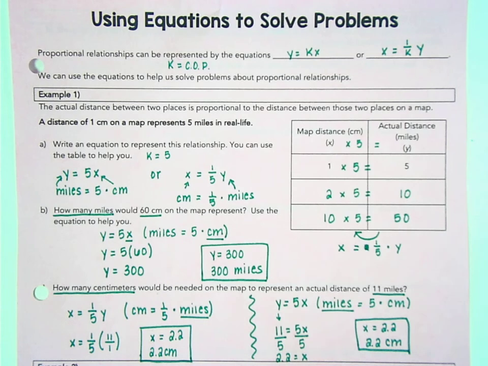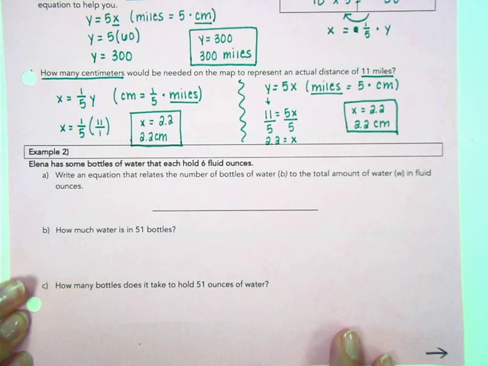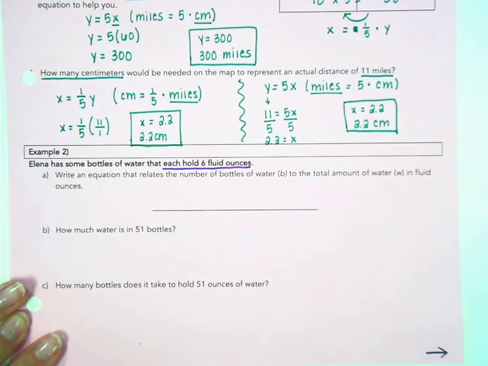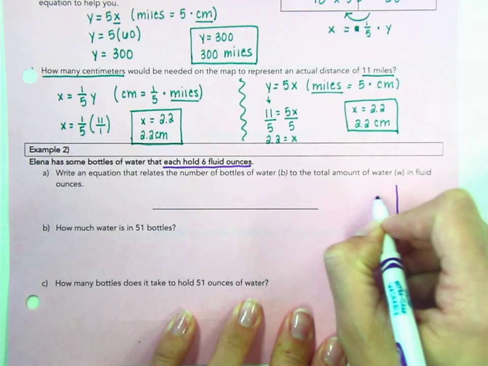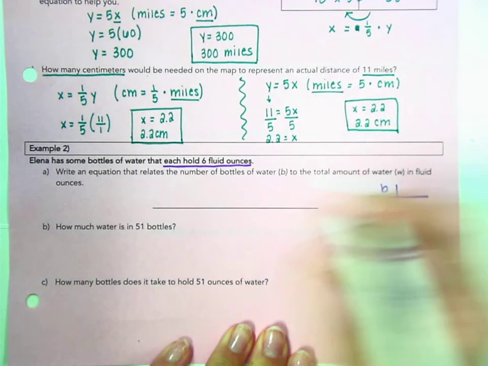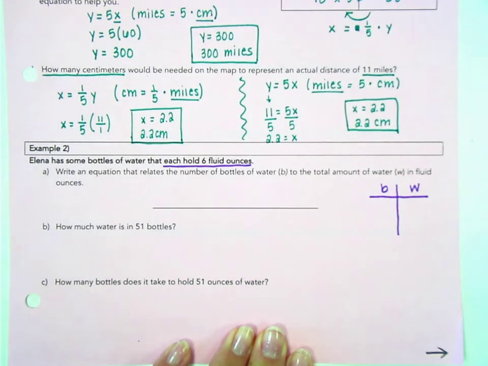Don't forget that if you're not given a table or you're not given an equation to represent something, you can still draw a table or write an equation to help you. So if we look at our next example, Elena has some bottles of water that each hold 6 fluid ounces. So before I can even write an equation, me personally, I need to see that visual. So I'm going to go ahead and draw a table. One side of my table is going to represent my bottles, B, and the other side is my total amount of water, W, in fluid ounces.